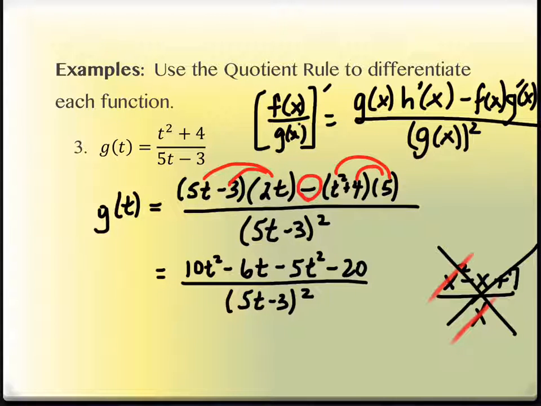Okay. Numerator cleans up just a touch more. What can you do? Yep, that's 5t squared, and then minus 6t and minus 20 over 5t minus 3 squared.